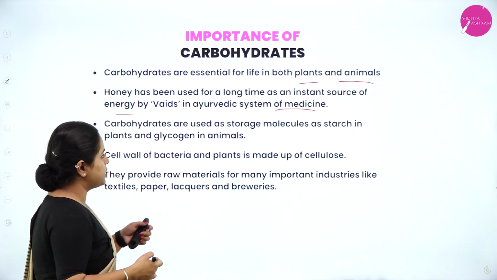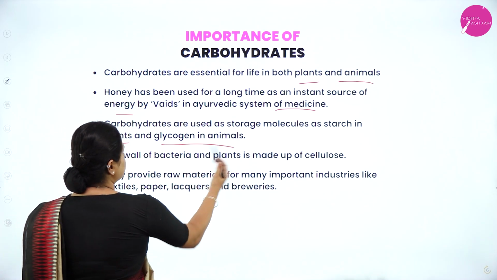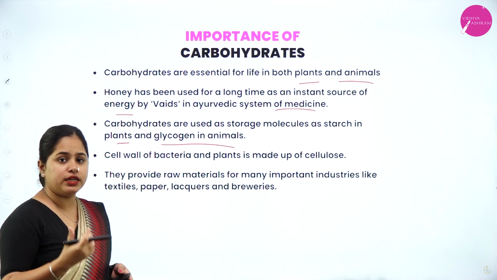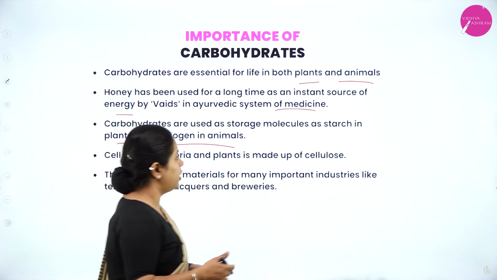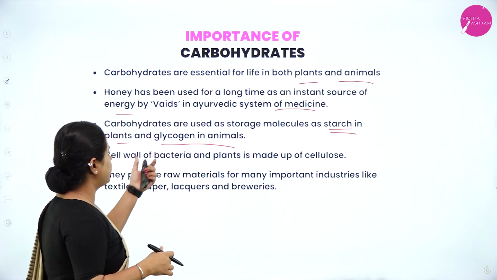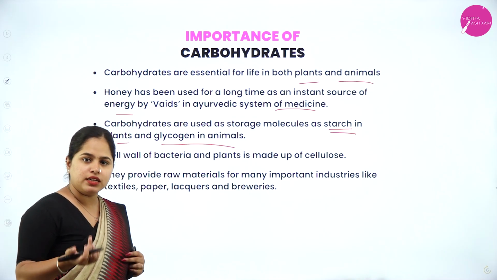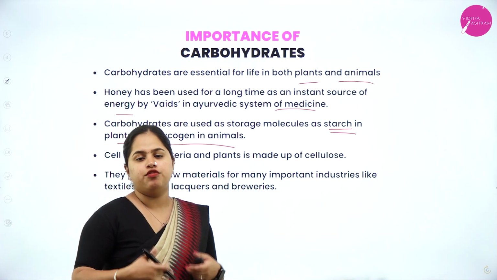Now carbohydrates are used as storage molecules, as starch in plants and glycogen in animals. So carbohydrates, which are very essential for the human body, how are they stored? They are stored in the form of starch in plants and in the form of glycogen in animals. So when glucose is necessary, it reacts with the enzyme and forms glucose.